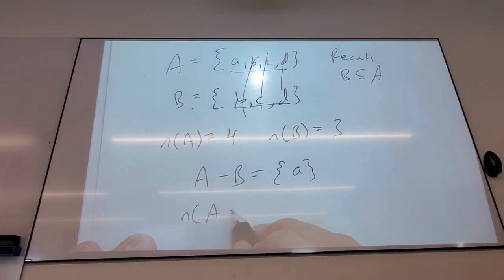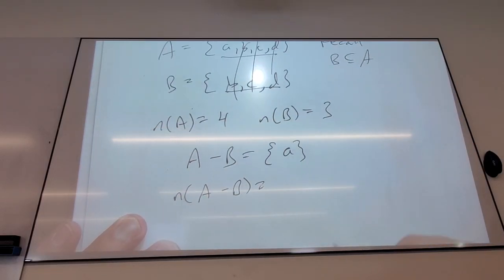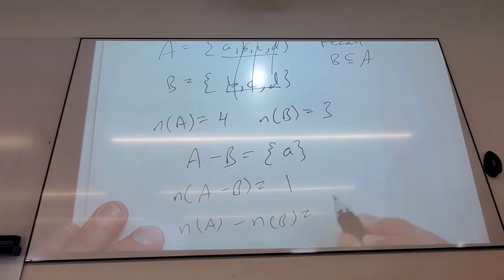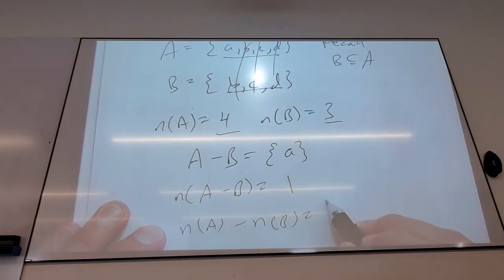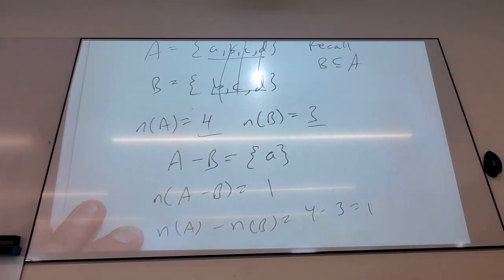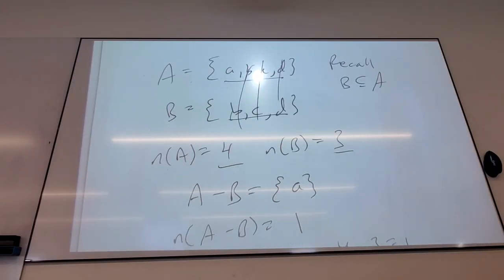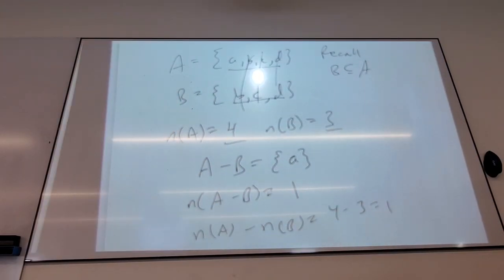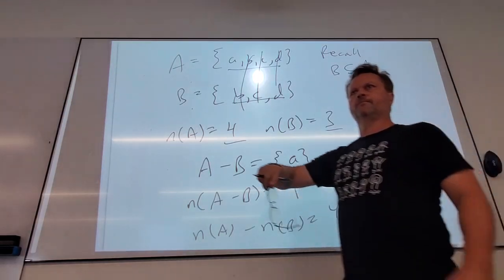How many things are in A minus B? Set A minus B. 1. And what's the number of things in A minus the number of things in B? 4 minus 3, 1. So that is the concrete example related to the formal definition.